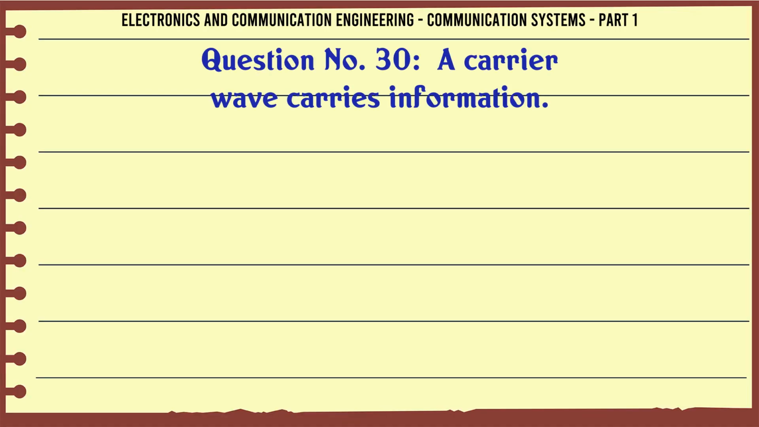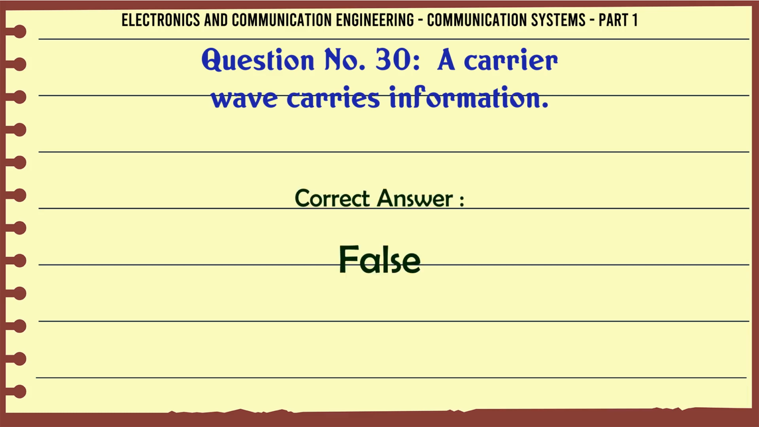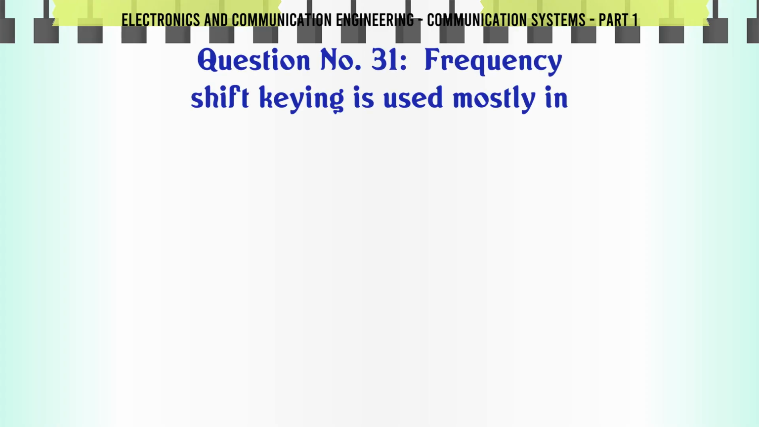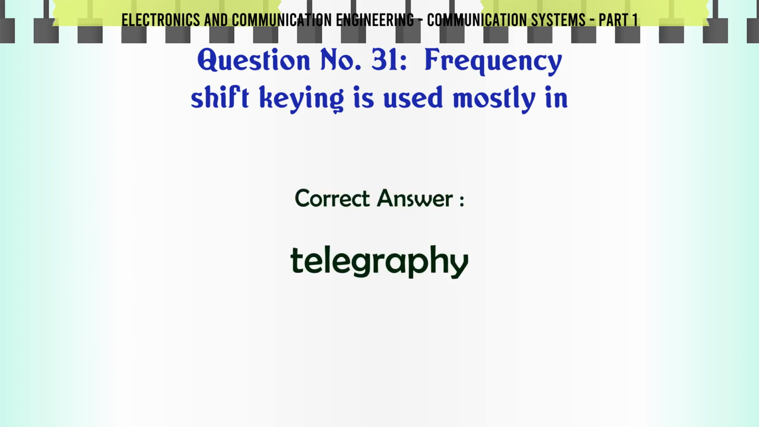A carrier wave carries information. A. True. B. False. The correct answer is false. Frequency shift keying is used mostly in A. Telegraphy. B. Telephony. C. Satellite communication. D. Radio transmission. The correct answer is telegraphy.